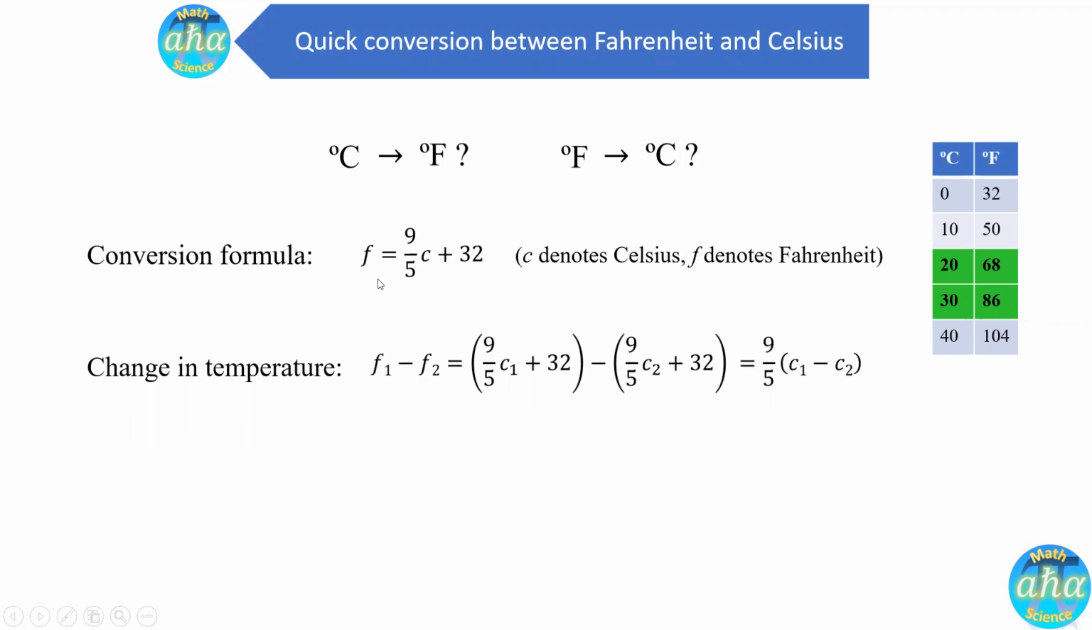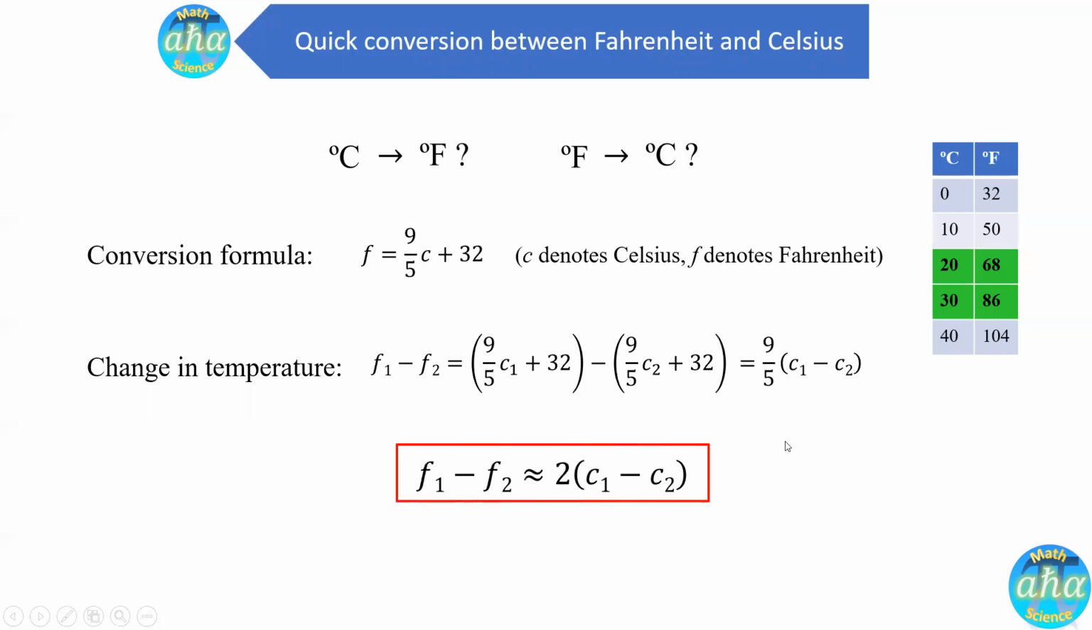If we have two temperatures in Fahrenheit, F1 and F2, and we take the difference of these two temperatures, then we have 9/5 C1 plus 32 minus a similar expression using C2. You can see the 32 cancels out. So we're just left with 9/5 times C1 minus C2. Now this 9/5 is very close to 2, right? It's kind of like 10/5 is going to be 2. So to a very good approximation, we can write F1 minus F2 is roughly 2 times C1 minus C2.